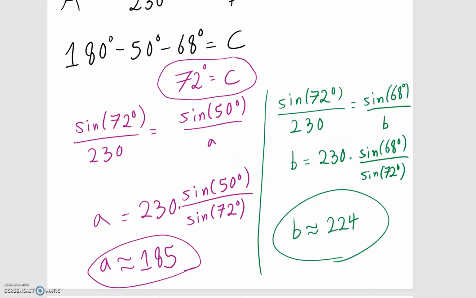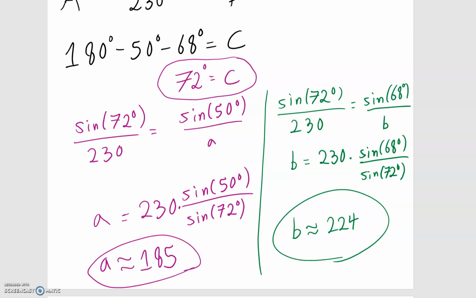The sine of angle C divided by little c, that's sine of 72 degrees over 230, is equal to the sine of angle A divided by little a. From here, you can cross multiply to solve for little a. So cross multiply and then isolate little a. And then you will have to punch this ratio into your graphing calculator.